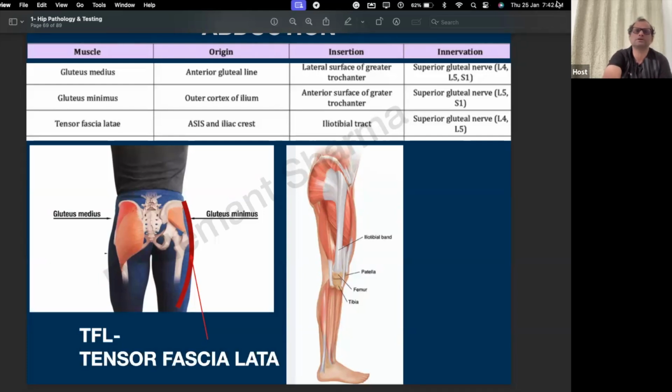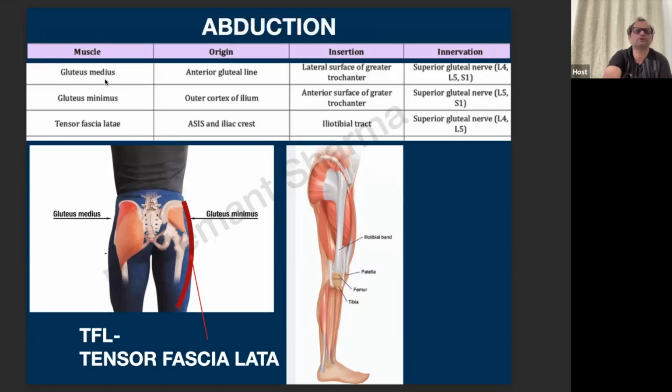And we can see here all the gluteal muscles are getting nerve supply from the gluteal nerve. All three muscles are getting nerve supply from the superior gluteal nerve, L4, L5, S1.